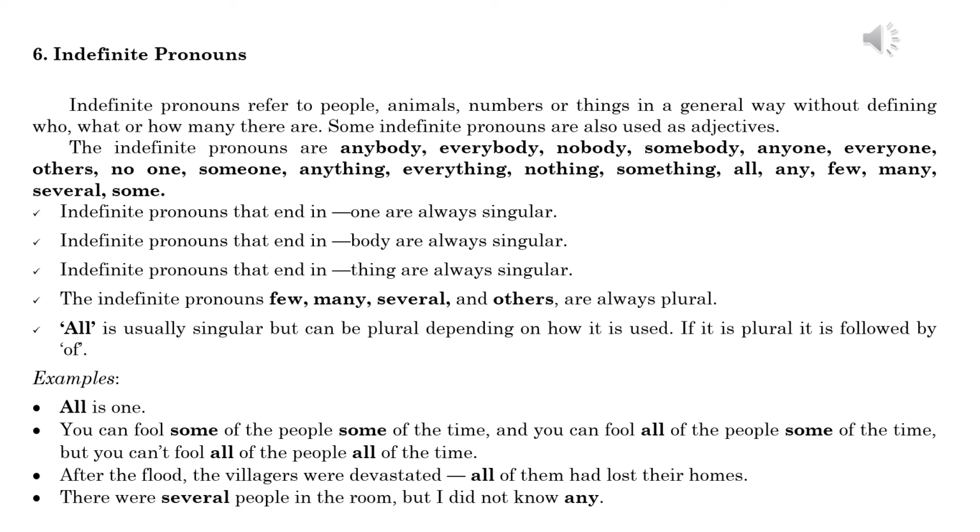Examples. All is one. You can fool some of the people some of the time, and you can fool all of the people some of the time, but you can't fool all of the people all of the time. After the flood, the villagers were devastated. All of them had lost their homes. There were several people in the room, but I did not know any.